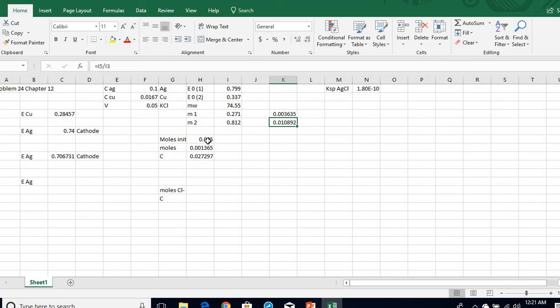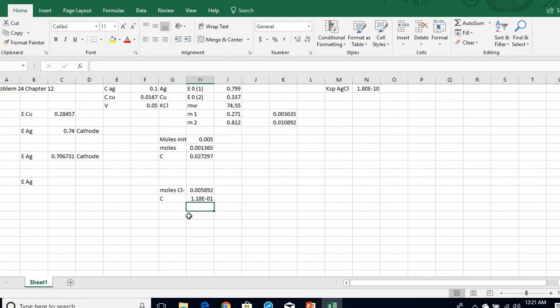So the chloride will be in excess. So the number of moles of chloride left in the solution will be equal to the added minus the initial moles of silver. So that's how much Cl we have. So we can find the concentration of Cl in the solution, which is the number of moles of Cl divided by the volume.